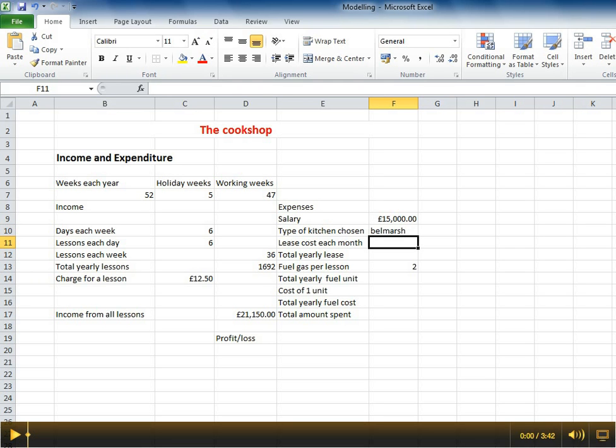My research has also told me that the lease cost of this kitchen is £247. Now I'd better format that cell to currency. I've also noticed I made a slight error here. There's no capital.